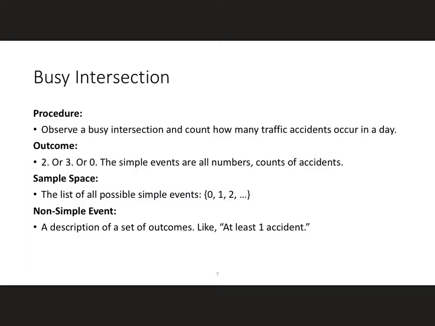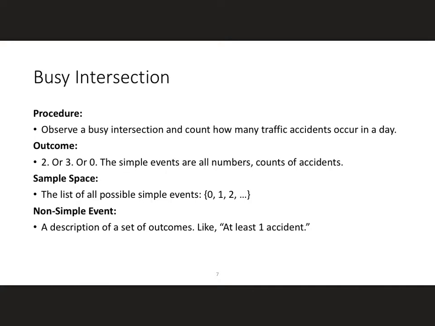Let's look at another example. We have a busy intersection. Let's say the procedure is to observe a busy intersection and count how many traffic accidents occur in a day. Your outcomes would then be a number, whatever number of accidents would be your outcome. So 2 or 3 or none. These simple events are all numbers, and it's the count of accidents.